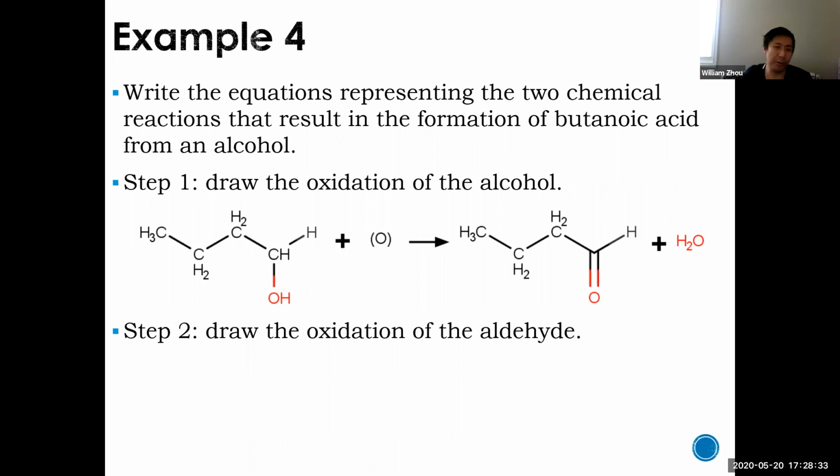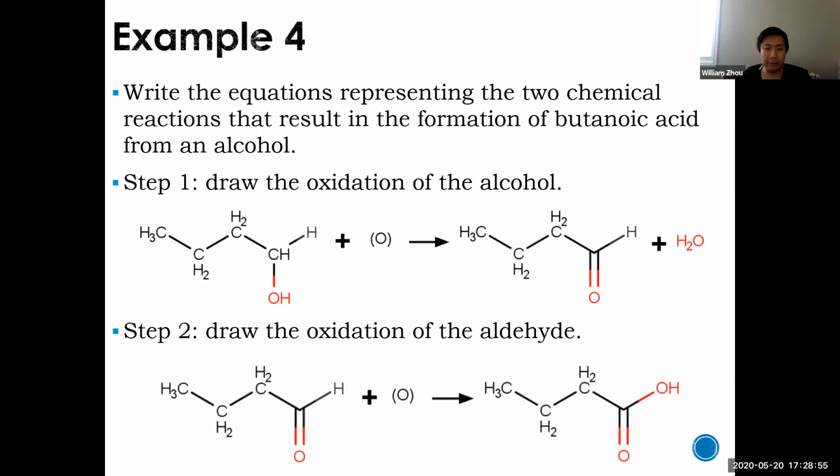It has to be on carbon 1. If you oxidize this, you will make butanal, the aldehyde version of butane. And of course, it will make water because the oxidizing agent will take 2 hydrogens and become water. All right, and you have to continue to oxidize the butanal. Now, plus more oxygen, and you will oxidize this into butanoic acid. Right, so this is what I'm looking for.